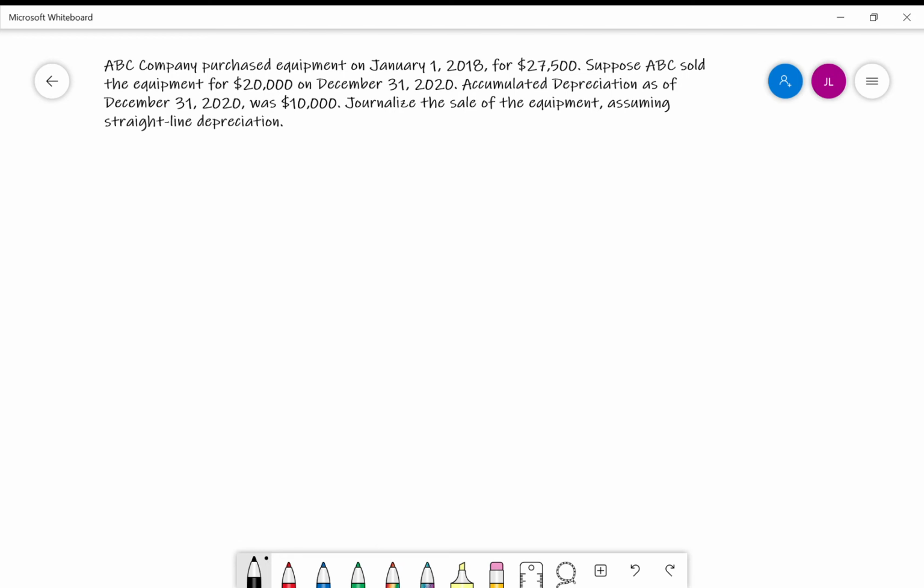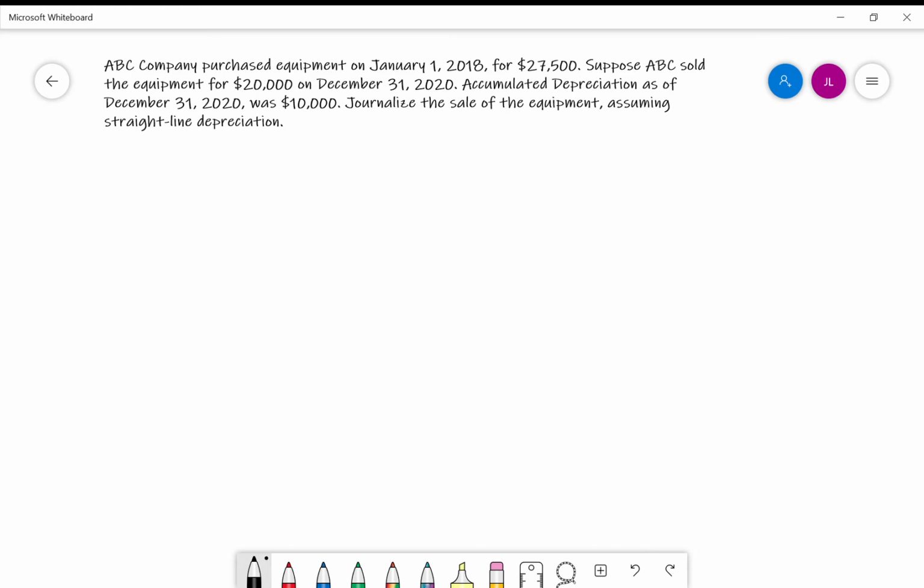Okay, another question on whether we have a gain or loss when we get rid of equipment. So what we've got here is ABC Company purchased equipment on January 1st, 2018 for $27,500. We're going to suppose they sold it for $20,000 on December 31st. Accumulated depreciation as of December 31st, 2020 was $10,000. We want to journalize the sale of the equipment, assuming straight line depreciation.